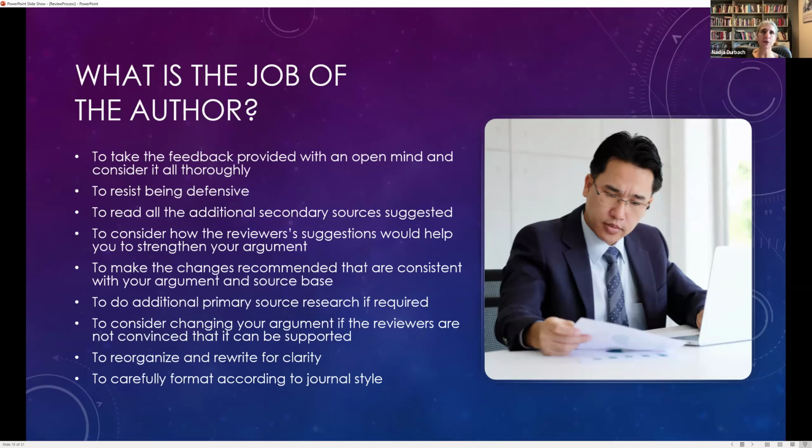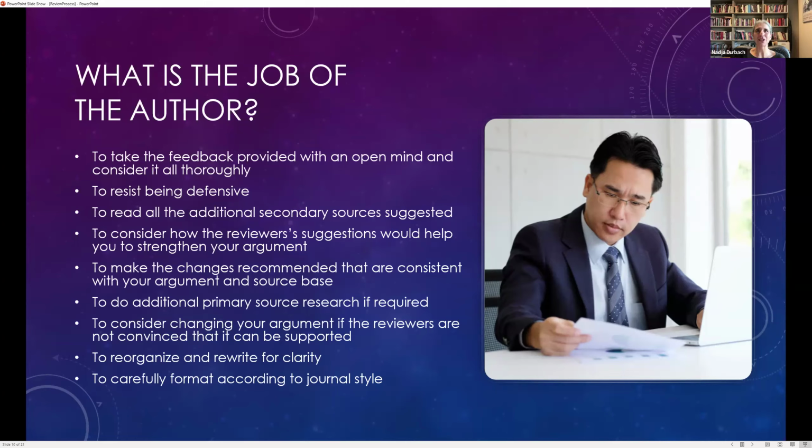Okay, so when you are receiving feedback, what is your job as an author? Just as you're supposed to keep an open mind as a reviewer, it's really important that you keep an open mind when you get that feedback and you consider it thoroughly. Your instinct will immediately be to be defensive. Like, this is my work. I worked so hard on this. How can anyone tell me it's not ready for publication, right? Especially if this has been a dissertation and you've been living with it maybe for 6 years, right?